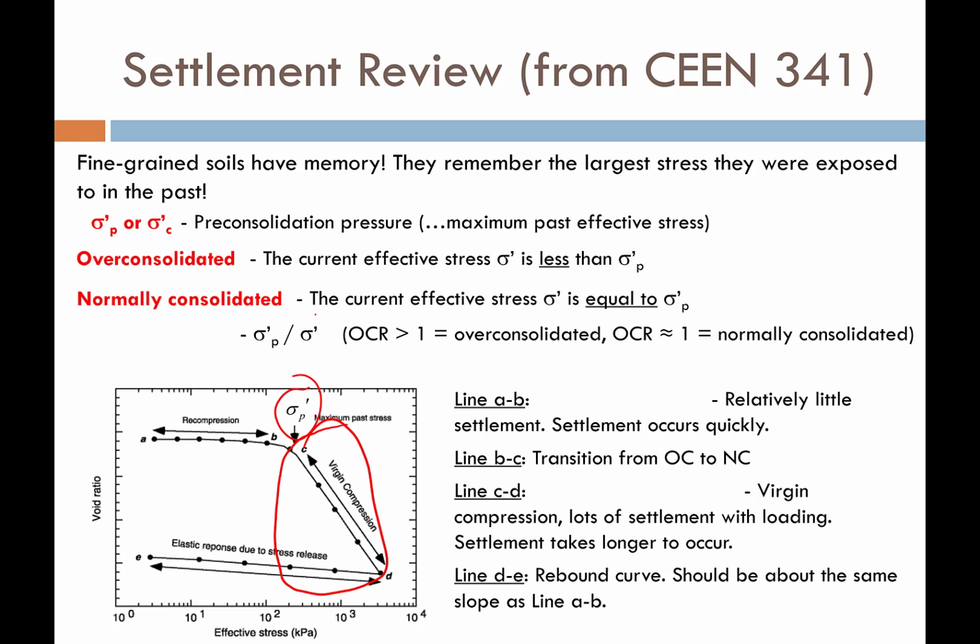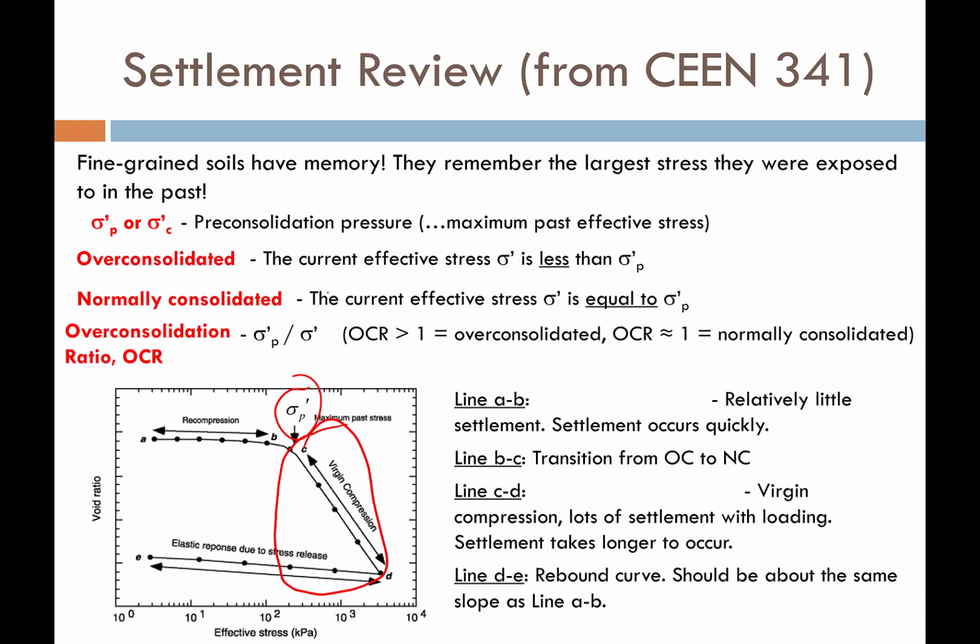Now it's convenient for us to calculate a simple ratio. The ratio of the soil's pre-consolidation stress to its current effective stress. Now, the pre-consolidation stress is always going to be greater than or equal to the effective stress that the soil is feeling. Therefore, the over-consolidation ratio is always going to be greater than or equal to 1. It's never going to be less than 1.